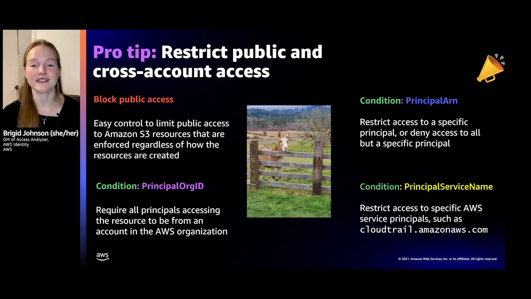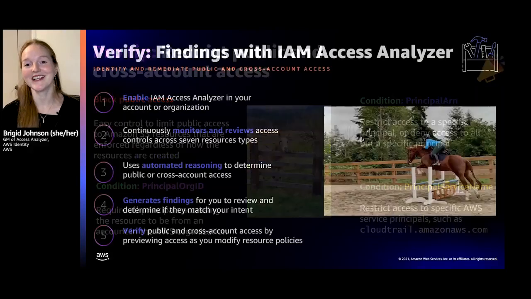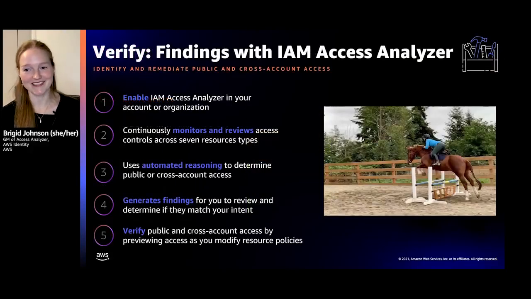Principal ARN basically says deny access to all except this ARN. It allows you to get pretty fine-grained in those resource policies as well. And then principal service name. A lot of times AWS services will need access to a bucket to maybe analyze your CloudTrail to help you make decisions, etc. And so you'll want to be able to specify, okay, we allow this AWS service access to our bucket.